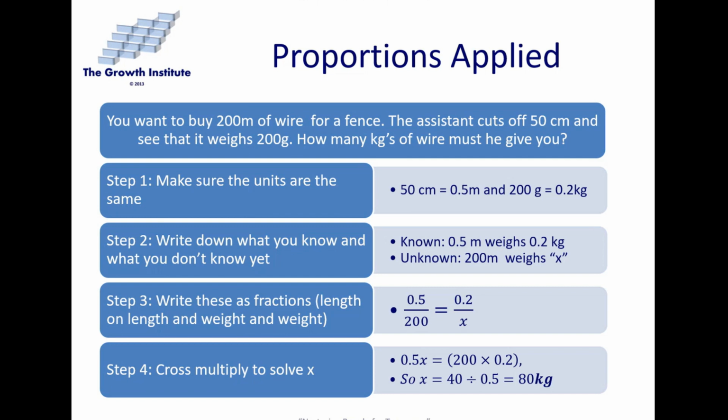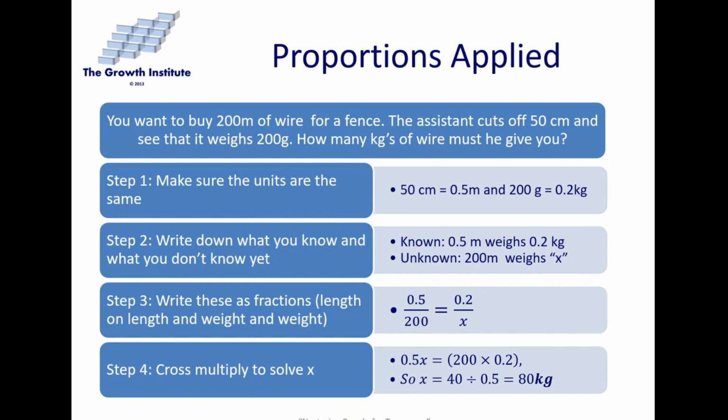Okay, step 3, write these as fractions, length on length and weight on weight. So length we have 0.5 meter and we want 200 meter. Weight, we know that the half a meter is going to weigh 0.2 kilograms. We want to know what will be the weight of the 200 meters. So we write it down as that, and then we simply cross multiply to solve x.